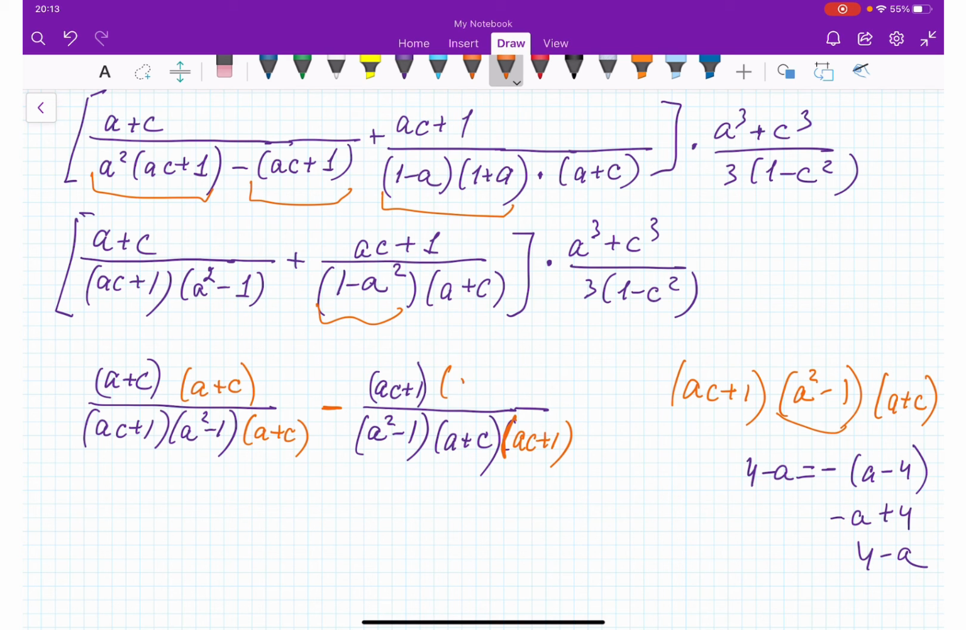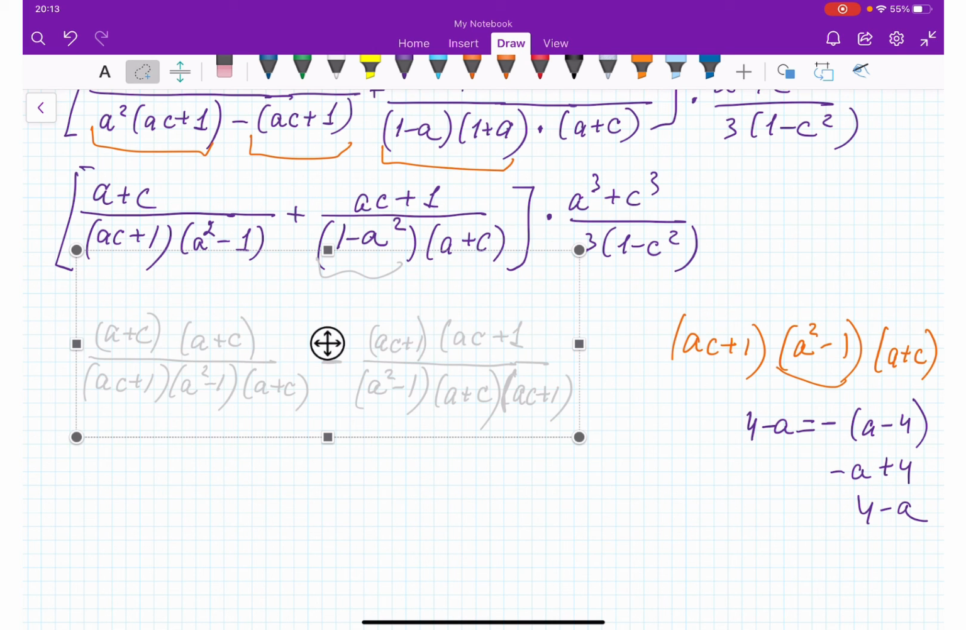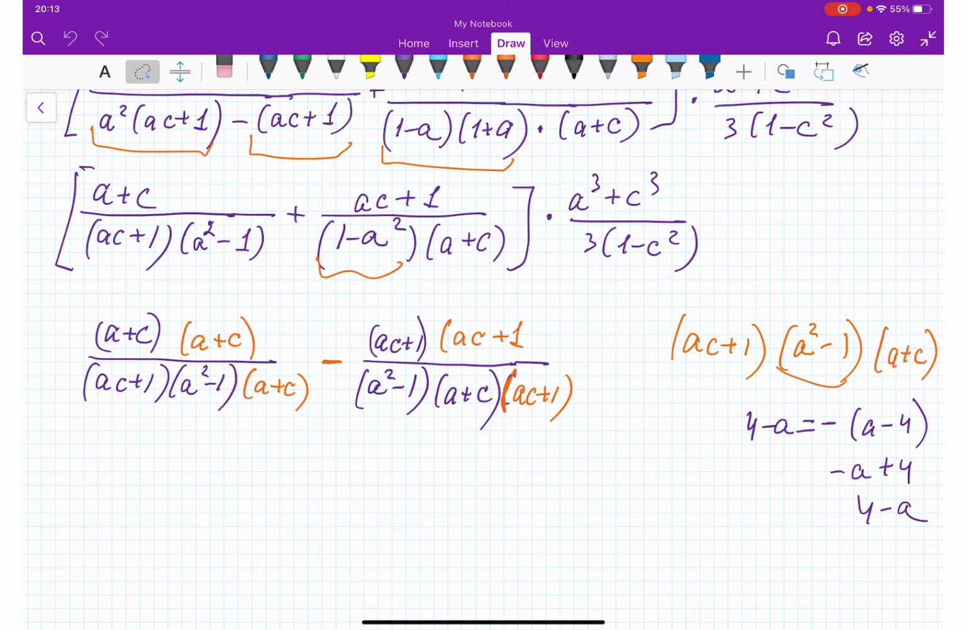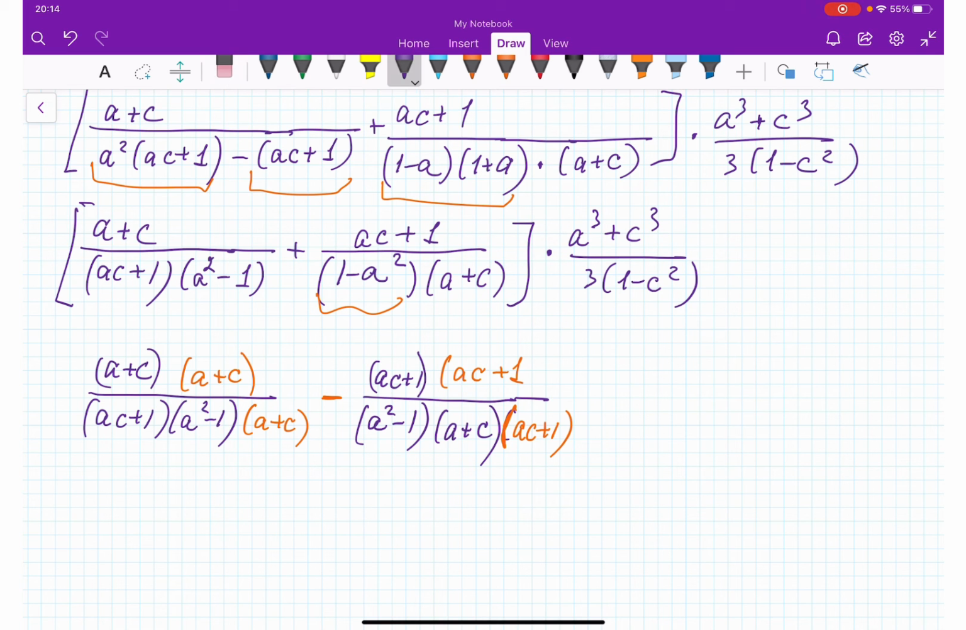ac plus 1, ac plus 1. Okay? Well, since I'm already done with the common denominator, I can clean this. I don't need this anymore. So then I can continue writing down. So this is going to be a square bracket and times.